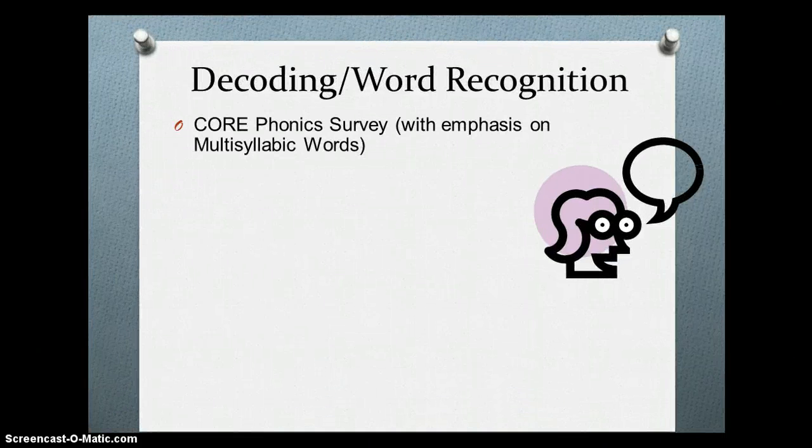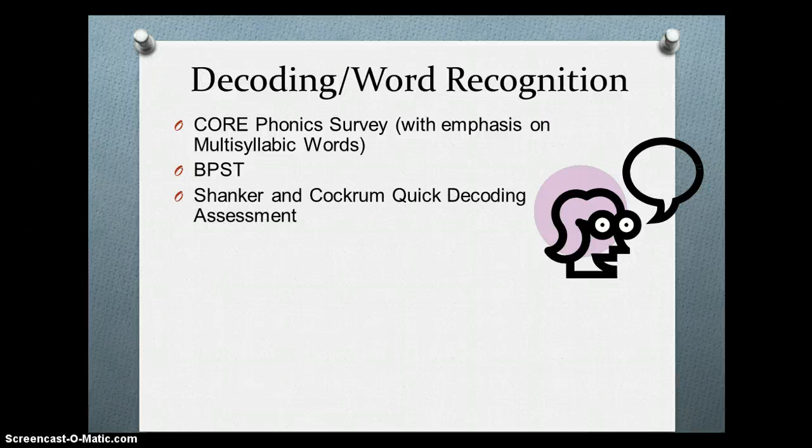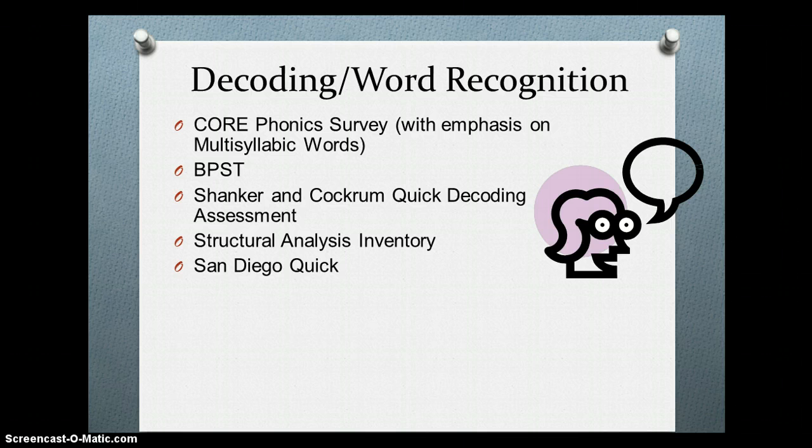For the decoding and word recognition assessment, again, you could go back to the core phonics survey, which we gave to our younger student, but I would probably not start with letter names and sounds. I would modify your starting place. You could do the BPST, which I posted in week 6. I have a Schenker and Cockrum quick decoding assessment, as well as a structural analysis inventory back in week 6.